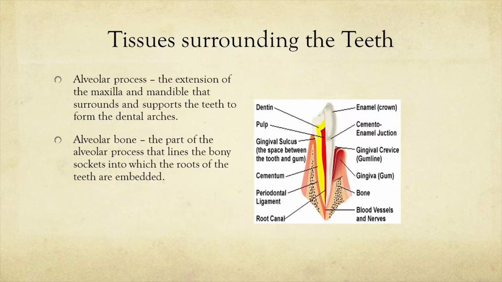So again, looking into alveolar process, this is an extension of your maxilla and your mandible which support the tooth. As I was previously mentioning to you, the teeth are all suspended within the bone with the help of a periodontal ligament, which is a specialized connective tissue, and then alveolar process is the extension of it where it's harbored. So in the alveolar process, we have an alveolar bone, which is the part which lines the bone sockets into which the teeth are embedded, and that part is called the alveolar bone itself.